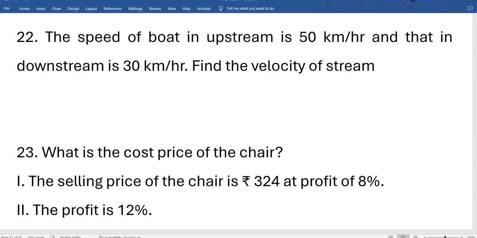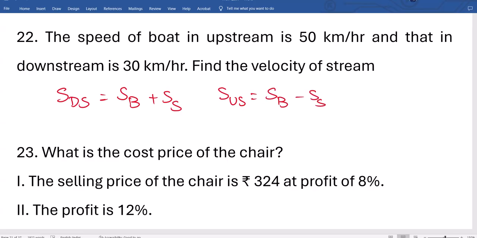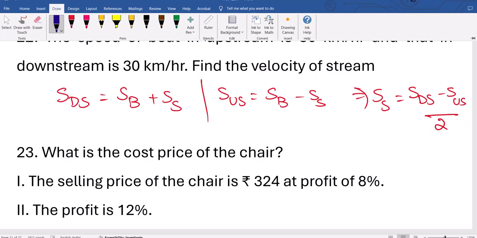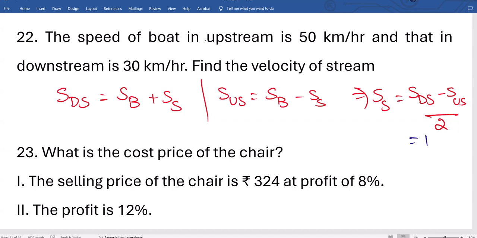Right, so we know when going downstream, the downstream speed is speed of boat plus speed of stream. Upstream speed is speed of boat minus speed of stream. In the question, downstream and upstream both are given. If you want the speed of stream, we have to subtract those two and divide by 2. Subtract downstream and upstream, then divide by 2. If you want boat speed, add those two and divide by 2. So here it will give 10 kilometers per hour.